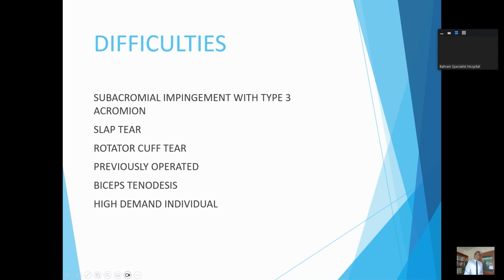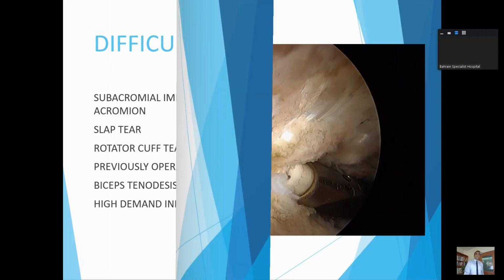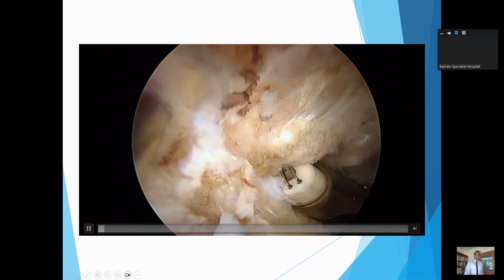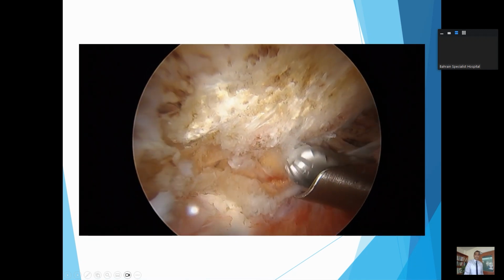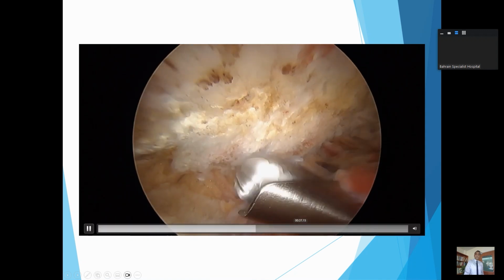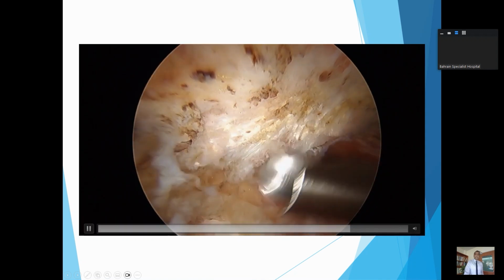Normally after 50 years of age, we don't do a biceps tenodesis, but since this patient was a high demand individual, he wanted to maintain the shape of the biceps. So we did a biceps tenodesis in this case. This is a video of the subacromial decompression, where we use a high-speed burr to shape the undersurface of the acromion. The acromion is shaped and flattened.